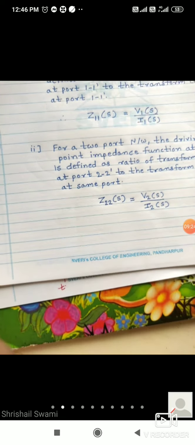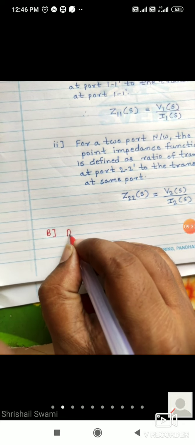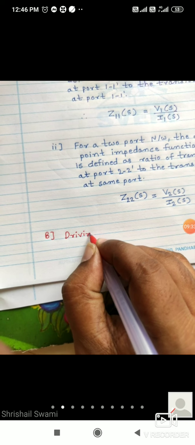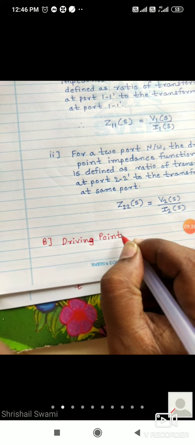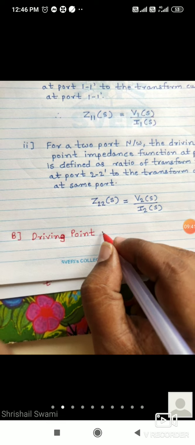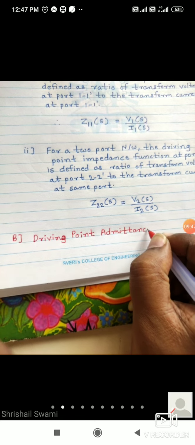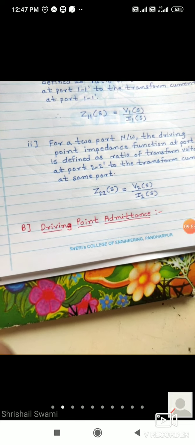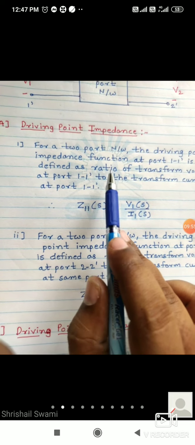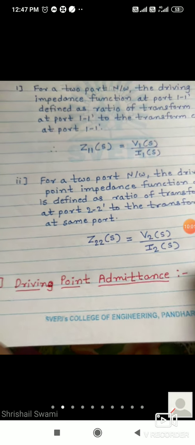Okay, so next point will be B point, that is driving point काय येणार आता? What will come? Anyone? Driving point admittance. Very good. Driving point admittance function म्हणू शकता किंवा असं ठेवू शकता. Now again there will be the two types. One is for input port, that is 1 dash, and second one is for port 2 dash. Okay, we'll start now for first port now.